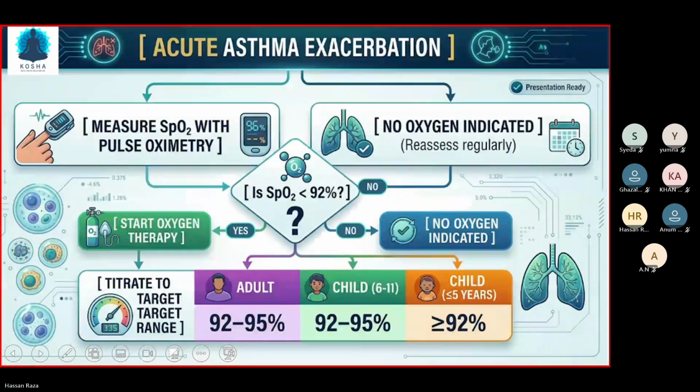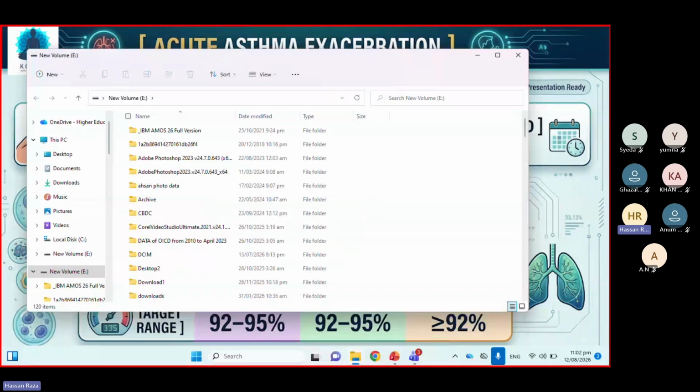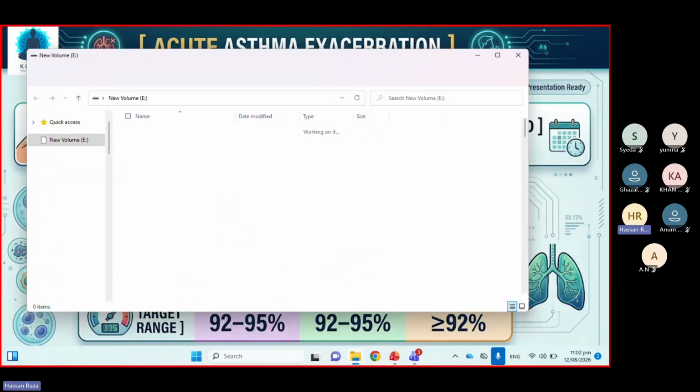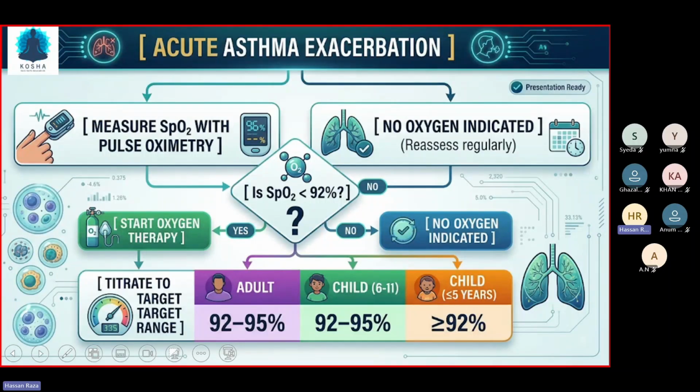Earlier, oxygen therapy was used very frequently on patients. But now the guidelines recommend to check for saturation, and if the saturation is less than 92%, then you have to use oxygen therapy. And the goal should be in between 92 to 96%.